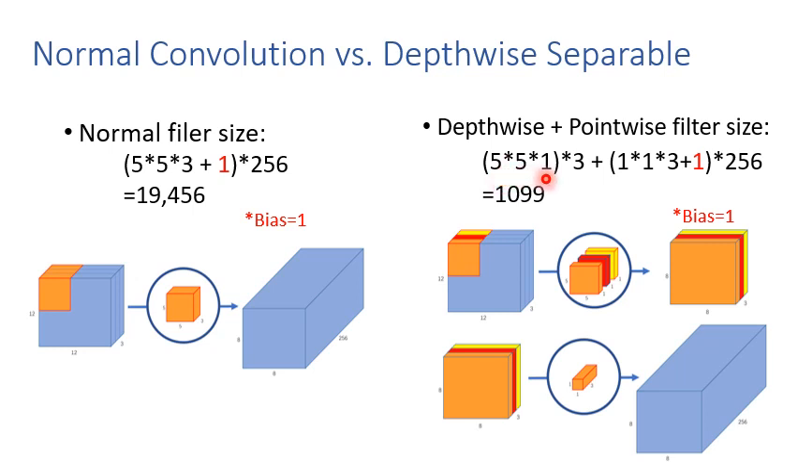On the other hand, the depthwise plus pointwise filter size is 5 times 5 times 1 times 3, plus the pointwise filter of 1 by 1 by 3 plus 1 bias, which is just 4 entries, multiplied by 256. So the total number of parameters is just 1099, an order of magnitude less than the original normal convolution. So depthwise separable convolution is very common in embedded models.